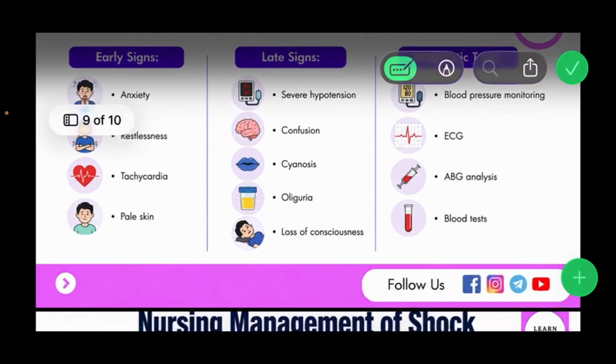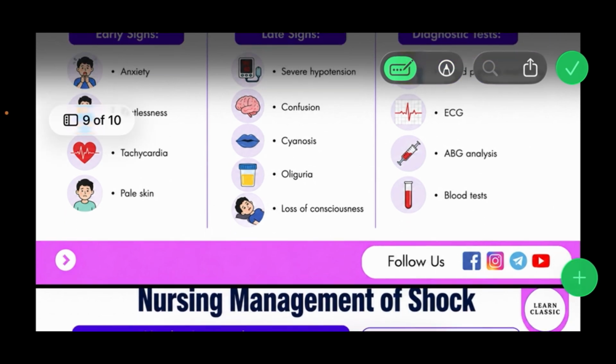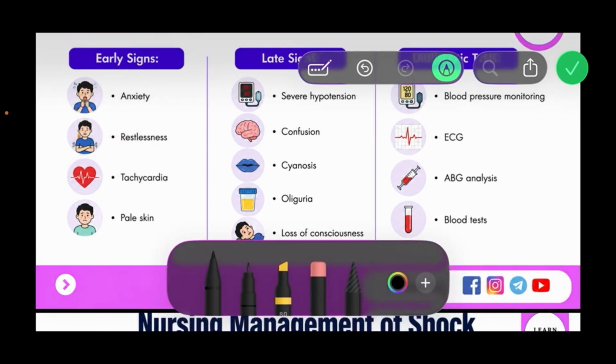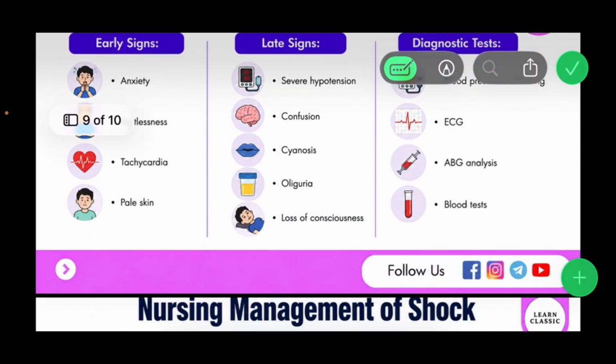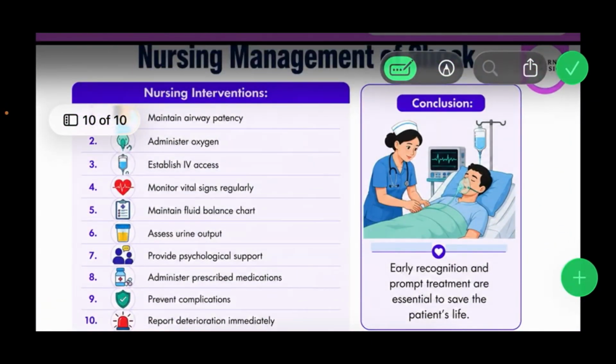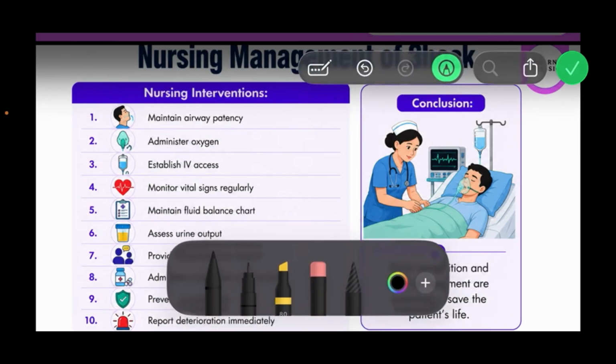Then comes the blood test. A blood test in septic shock reveals elevated white blood cell count, that is WBC count, and high serum lactate levels, indicating infection and poor perfusion. Okay, so these are the early signs, late signs and diagnostic tests. Now coming to nursing management. These are some key nursing management points which are very important, and you need to remember them.